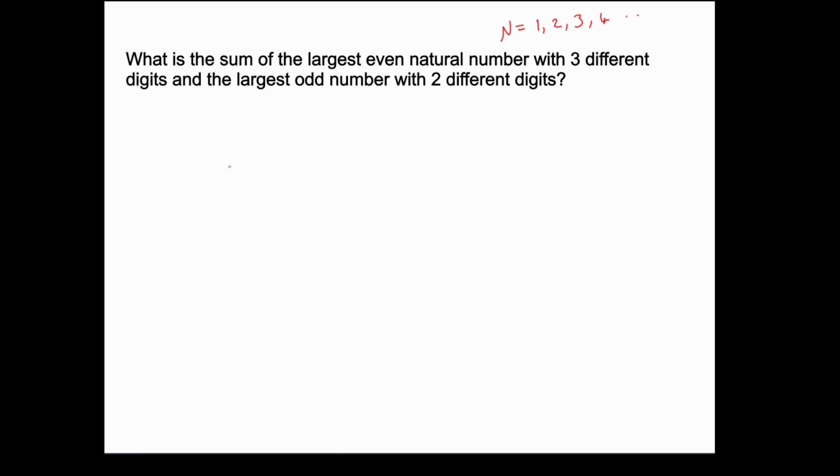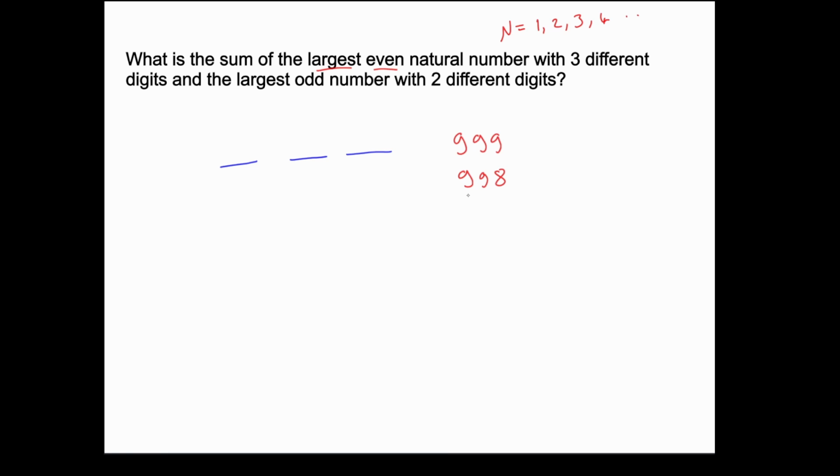So the question is asking for 3 different digits. So let's just do that. Let's just write these 3 digits for the first number that we're looking for, and we want it to be an even and the largest number. So the largest 3-digit number would be 999, right? 999. But if we wanted the largest even number, that would be 998.